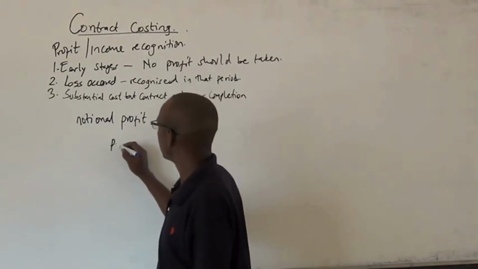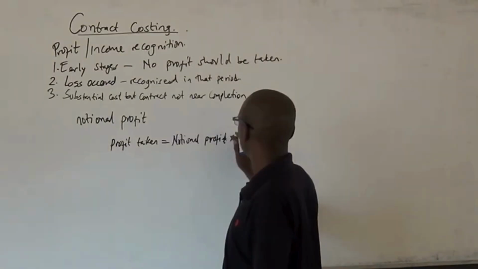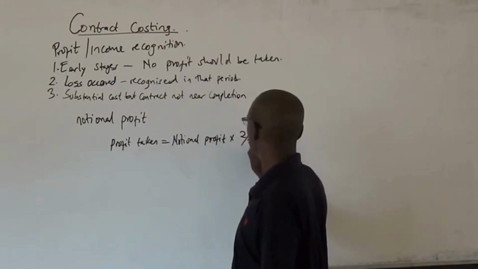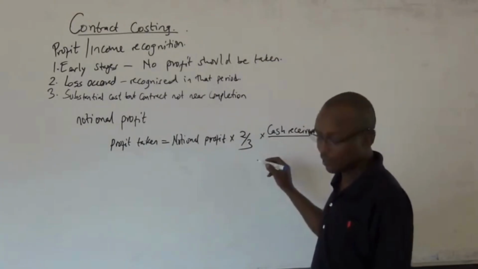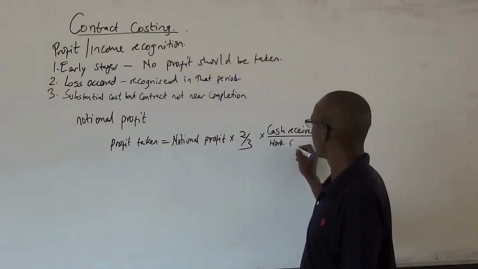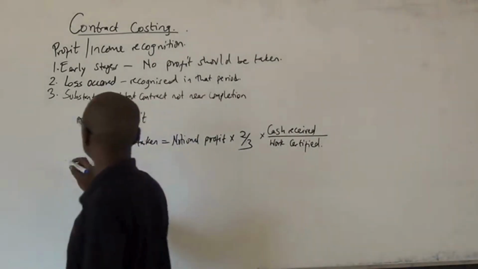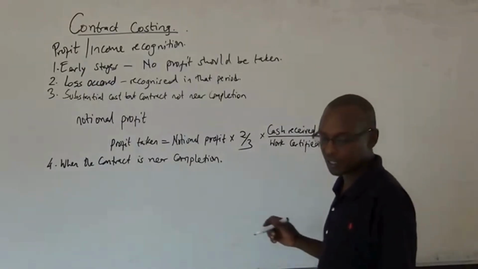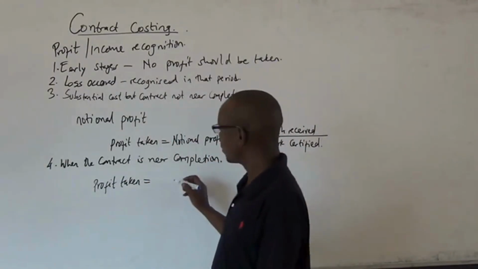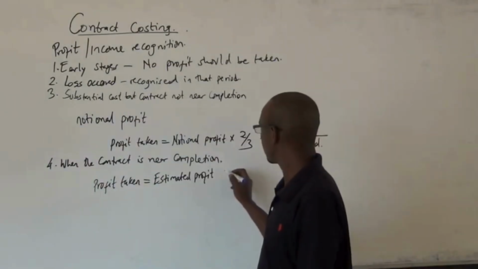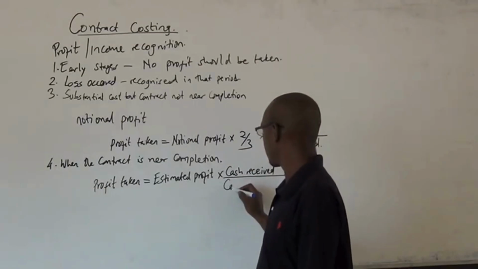Profit taken is equal to what? Notional profit times cash received over work certified. But when the contract is near completion, the profit taken is calculated as estimated profit times cash received divided by what? Contract price.